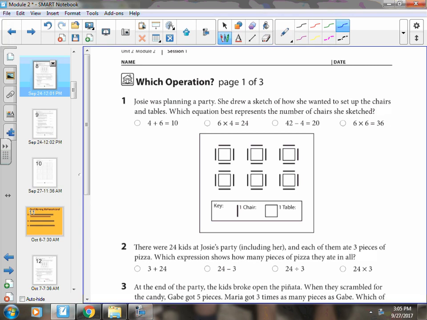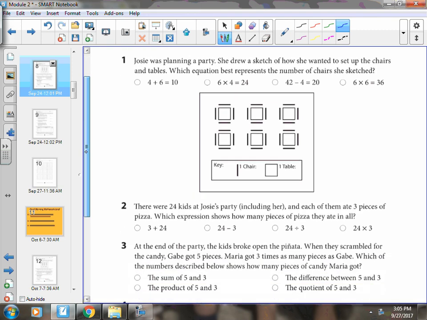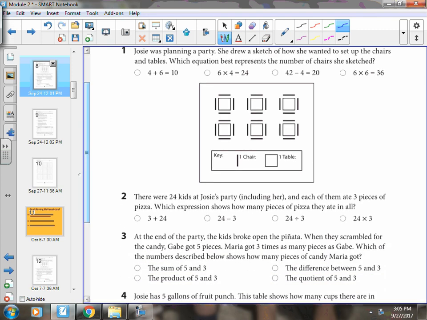Number 1, Josie was planning a party. She drew a sketch of how she wanted to set up the chairs and tables. Which equation best represents the number of chairs she sketched? So I can see that there are 6 tables with 4 chairs at each table. 6 times 4 is 24.